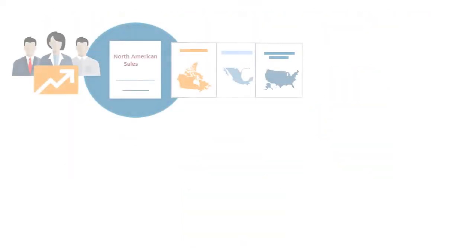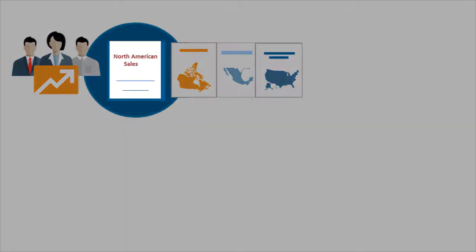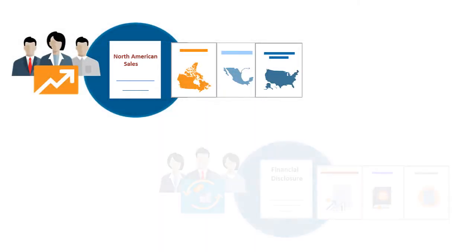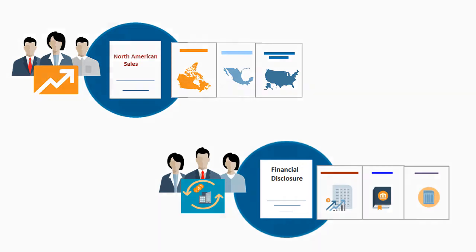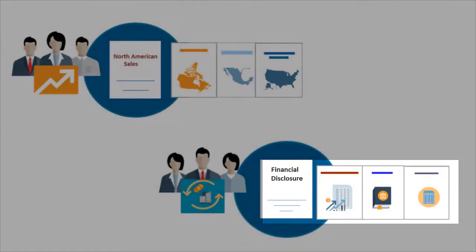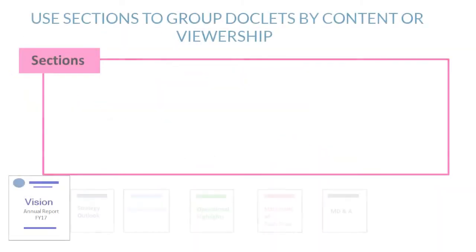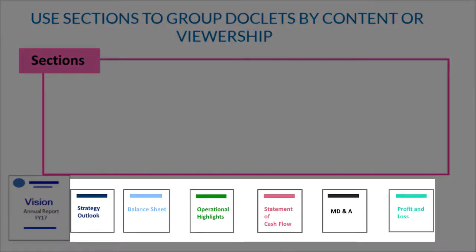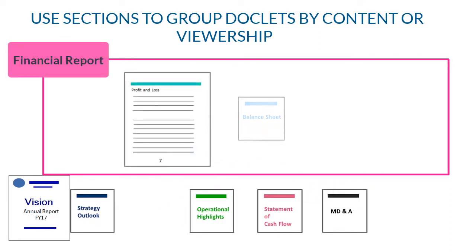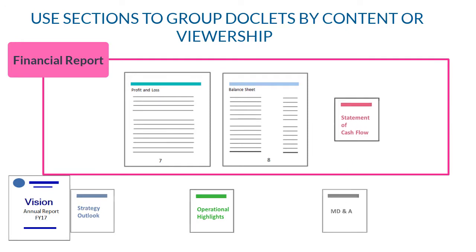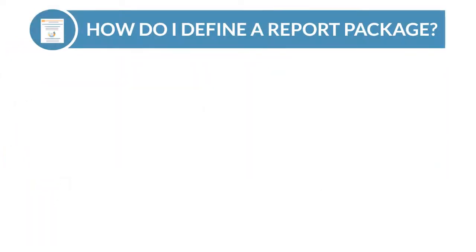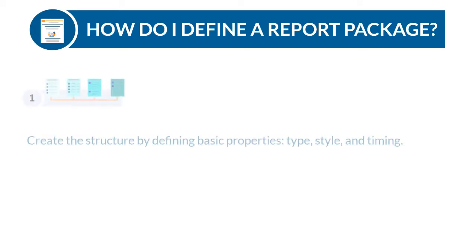Your DOCLETS depend on the report that you're creating. For example, a sales report may contain DOCLETS for each country or region. A financial disclosure report may have DOCLETS for financial statements, tax statements, and notes. You can use sections to group your DOCLETS by related content or viewership. For example, a financial report section can contain DOCLETS for all financial statements that only users in your finance staff can review.